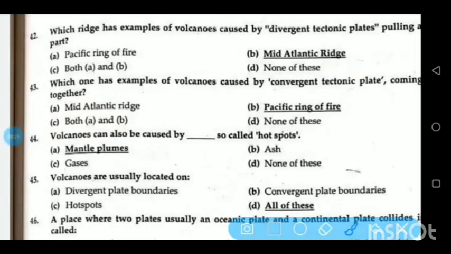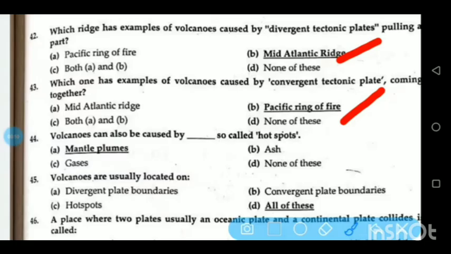Which ridge has examples of volcanoes caused by divergent tectonic plates pulling apart? Mid-Atlantic Ridge. Which one has examples of volcanoes caused by convergent tectonic plates coming together? Pacific Ring of Fire.